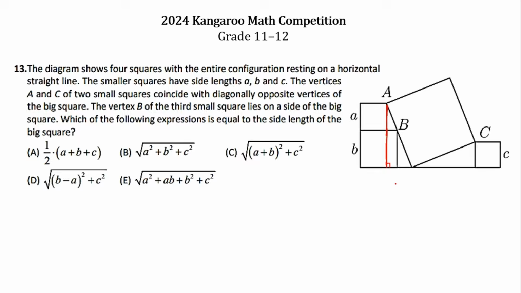Now, since this is a square, this one must be 90 degrees. Alright? Let's represent this angle by alpha. This one is obviously 90 because this is a square. This angle here must be 180 degrees minus 90 degrees minus alpha.